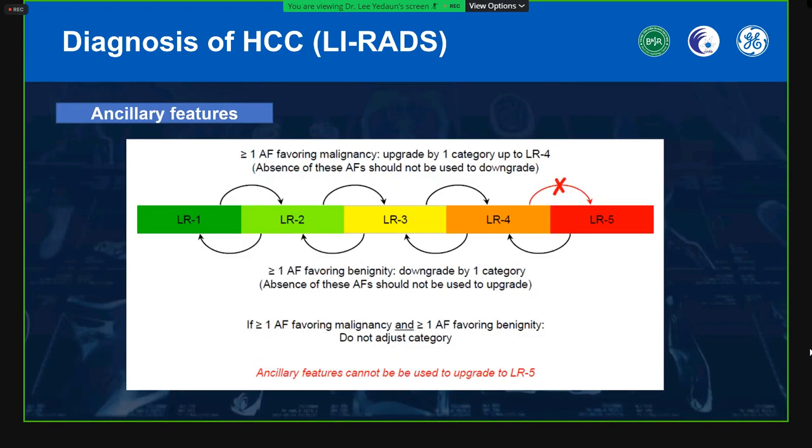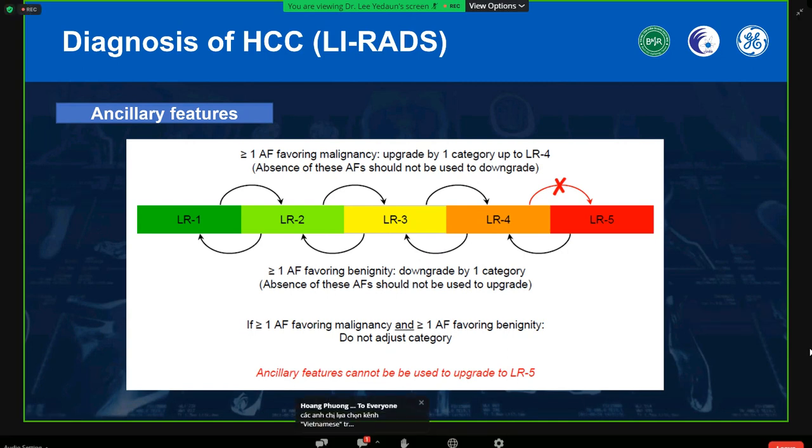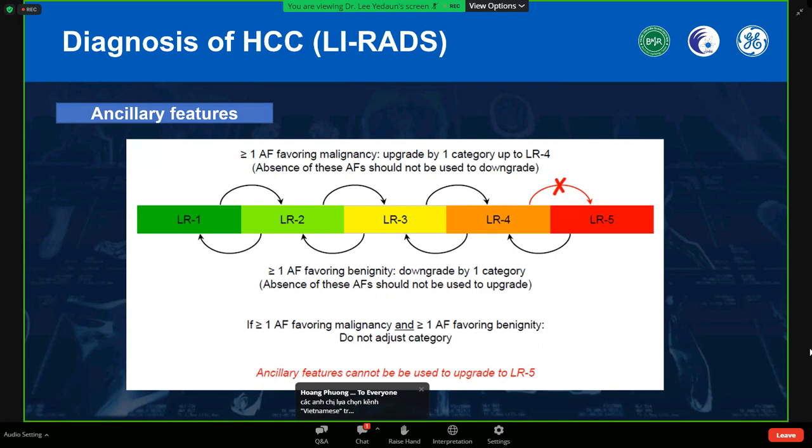The ancillary features may be used for improved detection, increased confidence, or category adjustment. According to ancillary features, we can upgrade or downgrade the category. If the lesion shows 1 or more ancillary findings favoring malignancy, upgrade by 1 category. On the other hand, if the lesion shows 1 or more ancillary findings favoring benignity, downgrade by 1 category. If the lesion shows both 1 or more findings favoring malignancy and 1 or more findings favoring benignity, do not change the category.